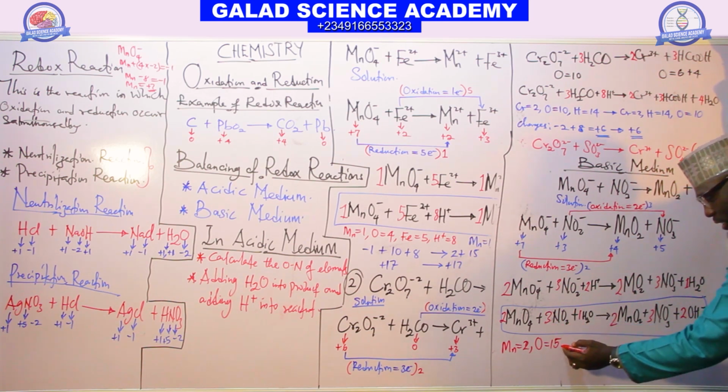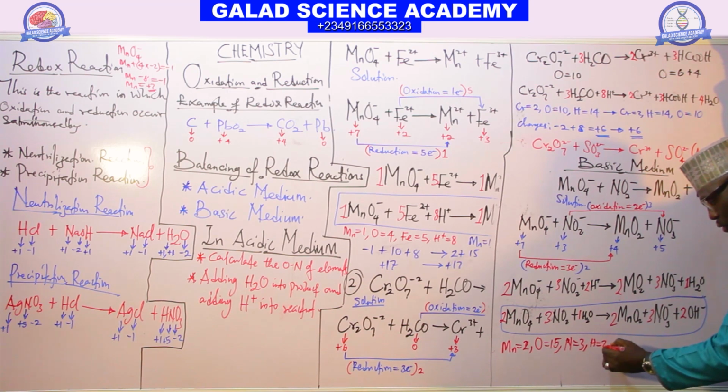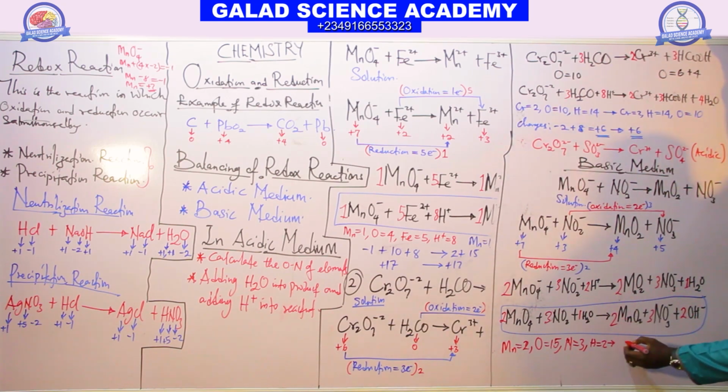How many nitrogen? Nitrogen is just 3. How many hydrogen do we have? Hydrogen is also 2 for the reactant side. Let's look at the product. In product side, we have manganese to be 2. Oxygen times this, we have 4, plus this 9, we have 13, plus this 2, we have 15. Oxygen is also 15.